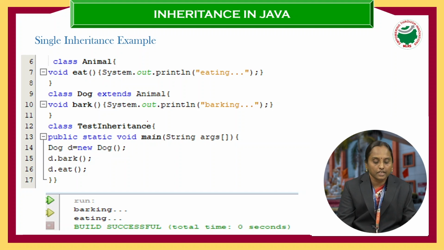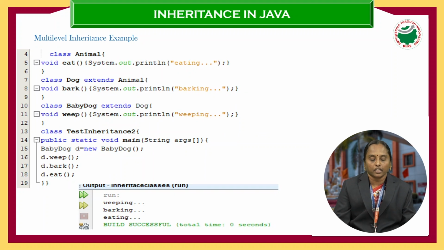So this class is for the main method. In main method, we have to create an object for the dog class. Dog d equal to new Dog. So d is the object of dog class. By using that object, we can call the bark method from the dog class. We can call the eat method from the animal class also. After execution of this program, we get the messages barking and eating. This is the single level inheritance example.